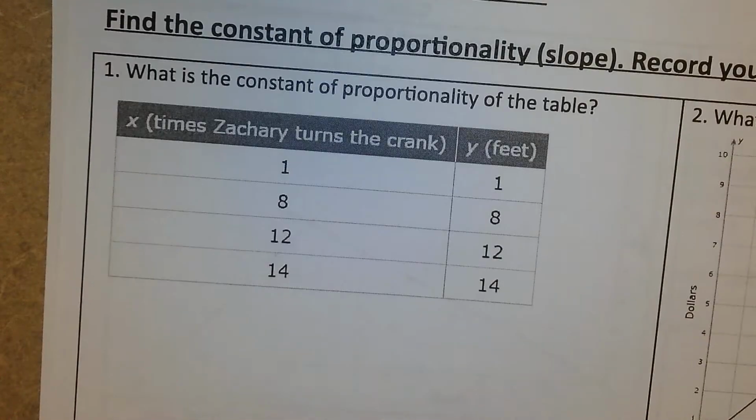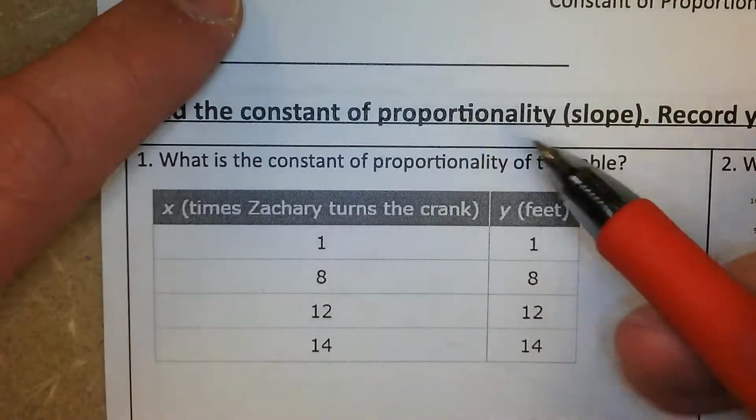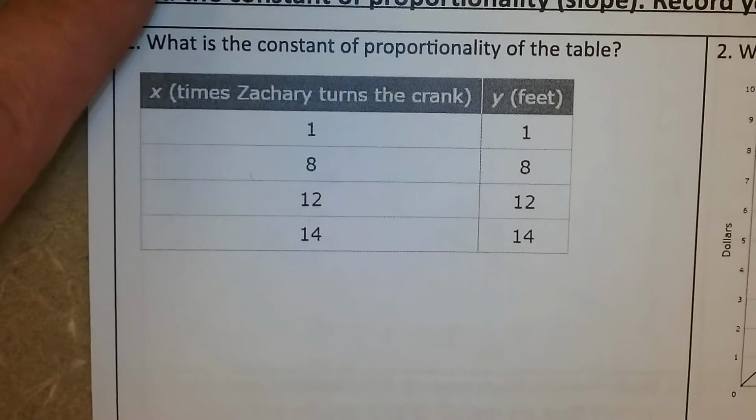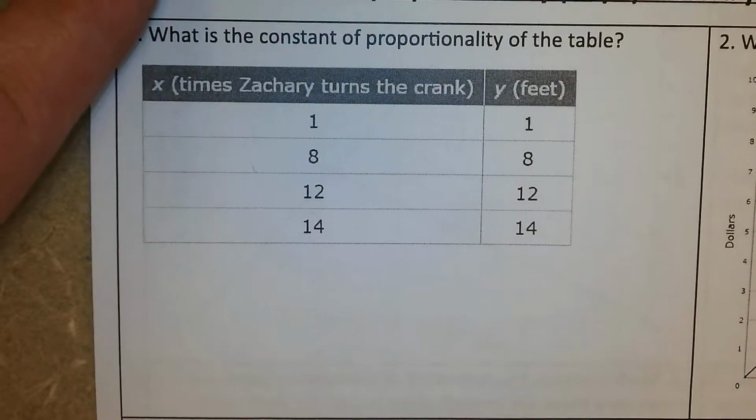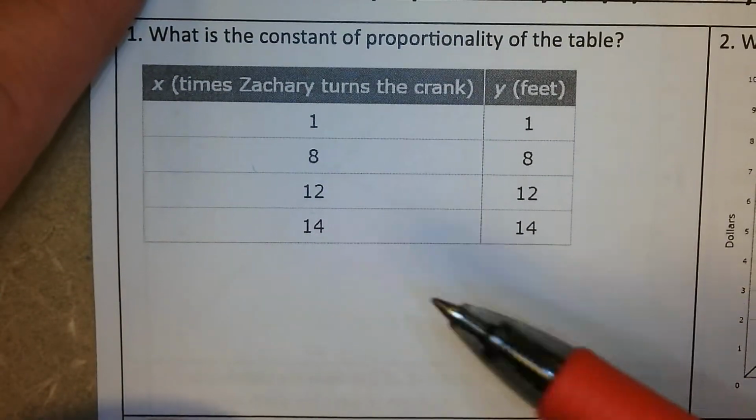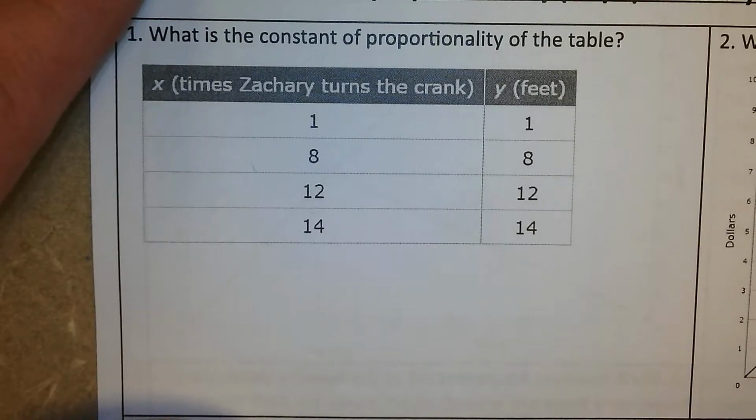Alright, so this is the worksheet we're working on today. I'm going to go over an example, 3 examples, one for each one. So, what is a constant of proportionality for the table? So we're trying to determine whether or not the table is proportional. And the way that we do that is look at how the x and the y are changing, right?